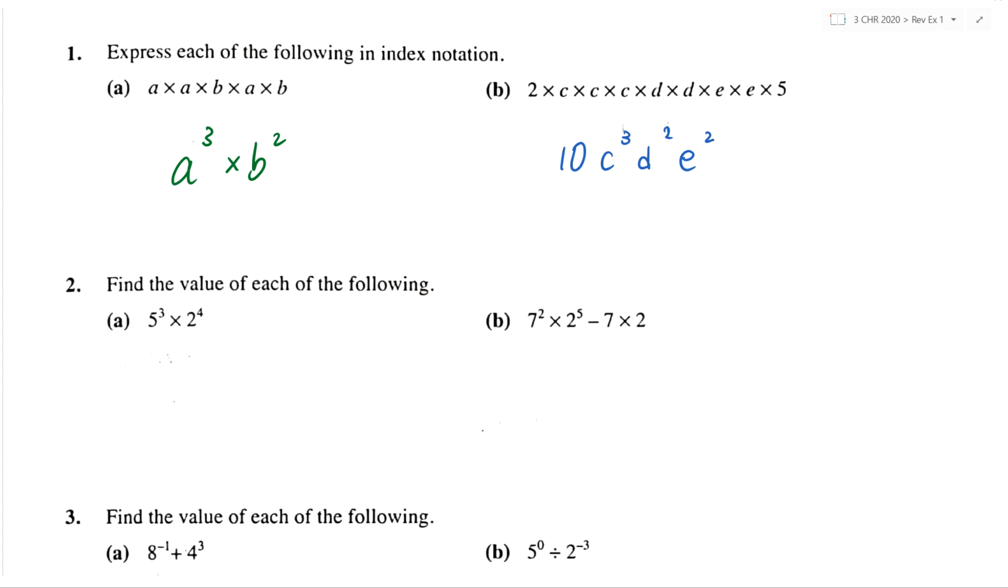Okay, find the value. Next one, 5 power 3 times 2 power 4, 2000. Part B, 7 square times 2 power 5 minus 7 times 2. 1554. Right?